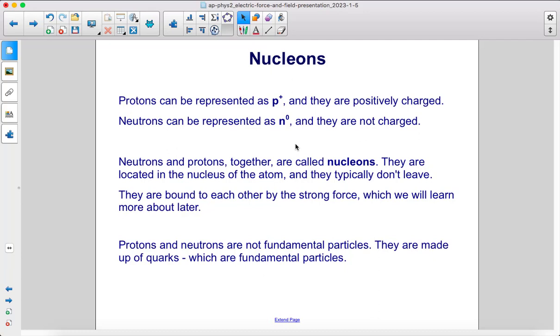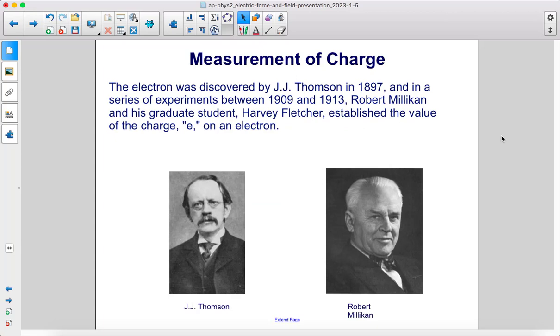Protons and neutrons are not fundamental particles. They're made up of quarks, which are fundamental particles. The electron was discovered by J.J. Thomson in 1897, and in a series of experiments between 1909 and 1913, Robert Millikan and his graduate student, Harvey Fletcher, established the value of the charge, e, on an electron.